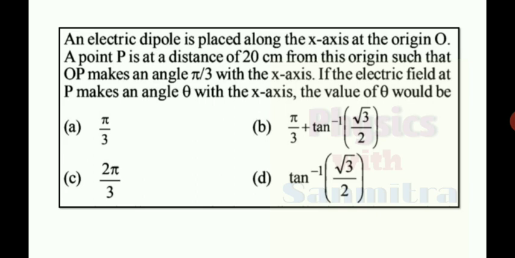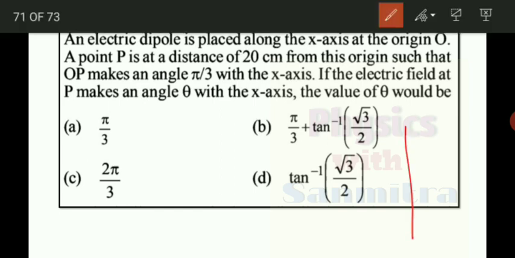An electric dipole is placed along the x-axis at the origin, and at a point P that is situated at a distance 20 cm from the origin such that OP makes an angle pi by 3 with the x-axis. If the electric field at P makes an angle theta with the x-axis, then the value of theta would be. See, let me draw it, it will be very clear.